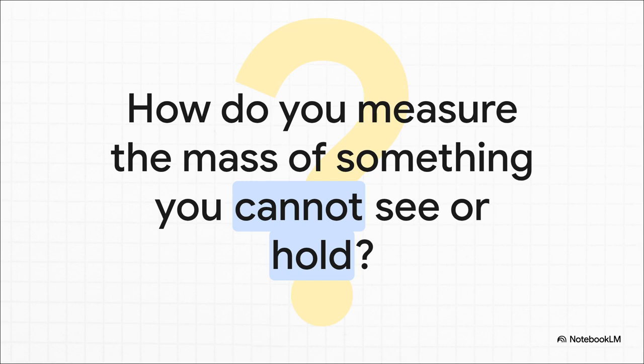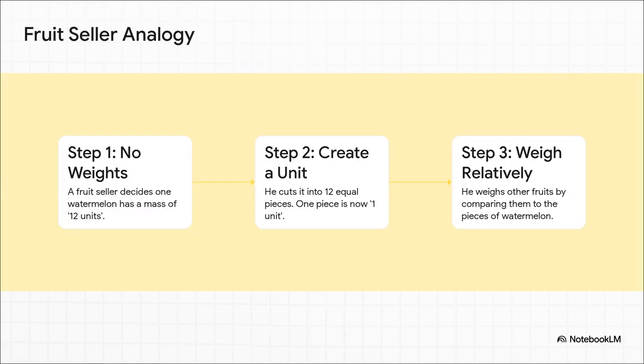They decided that instead of finding the actual mass, they would find its relative mass by comparing it to another atom. Let's use an analogy to understand this. Imagine a fruit seller who doesn't have any standard weights, like 1 kilogram or 2 kilogram weights. So he picks up a watermelon and just decides, okay, I will call the mass of this watermelon 12 units. Then he cuts that watermelon into 12 perfectly equal pieces. So what is the mass of one piece? It's 1 unit, right?